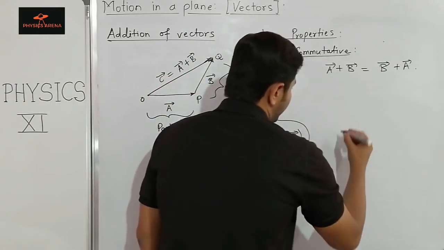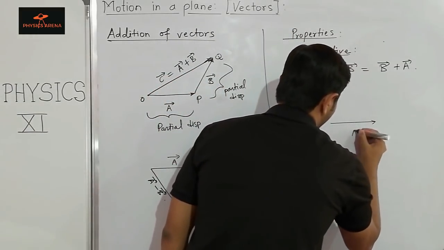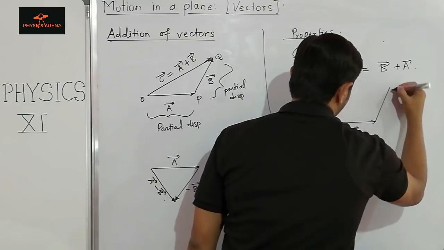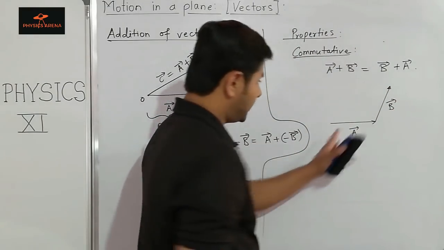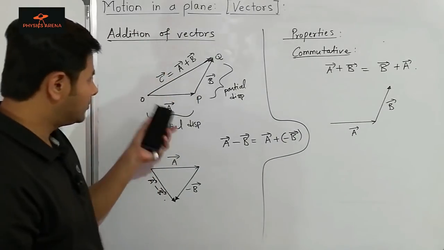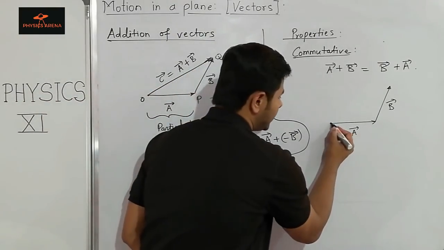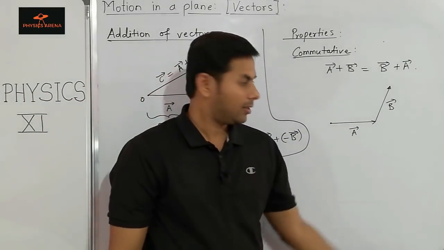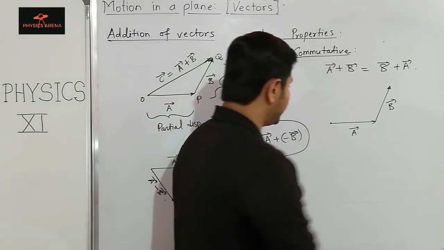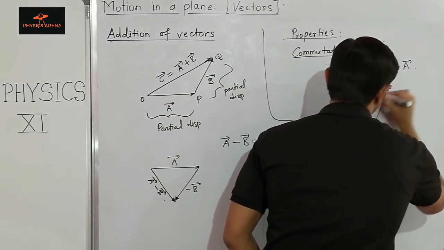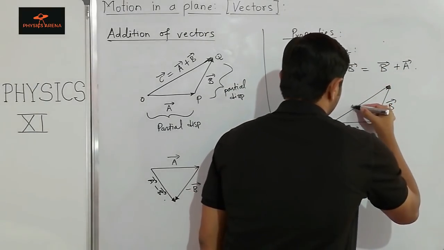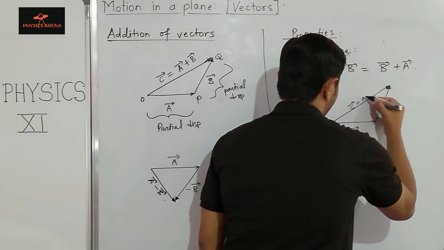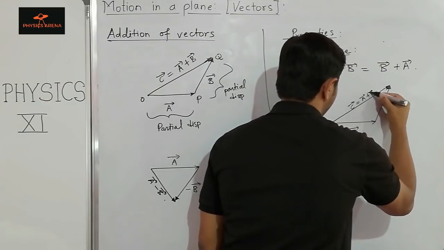How to prove this? Suppose I have this a bar, then I add this b bar to it. I get the resultant by this triangle law, that the resultant starts at the start point of the first vector and ends at the end point of the second vector. So this is the resultant, c bar, which is equal to a bar plus b bar.